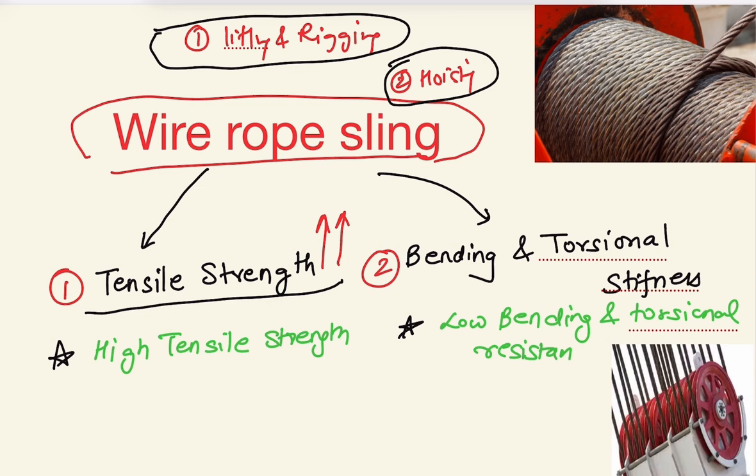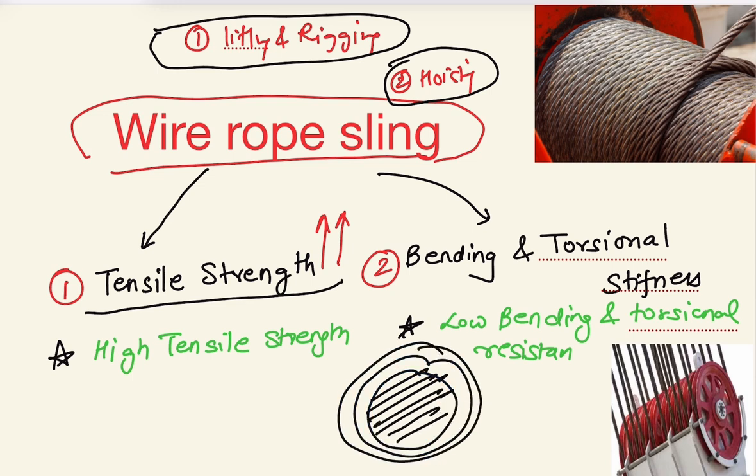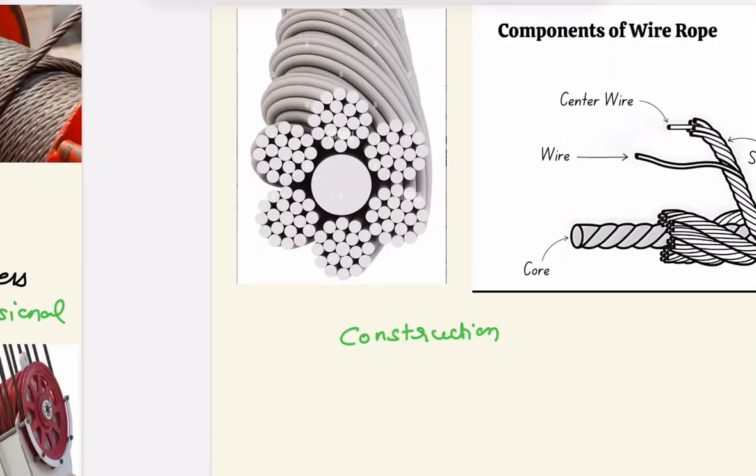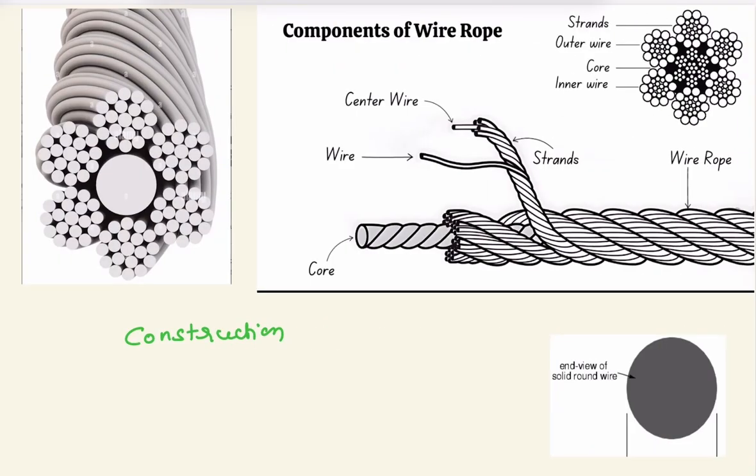Now if you are using a simple single rope, if you are lifting something with a single rope, as the diameter of the rope increases, the tensile strength obviously increases, but the flexibility reduces. It will have more resistance, more bending and torsional stiffness. So we have to design the wire rope sling in a different manner. So now the construction of the wire rope slings comes into the picture.